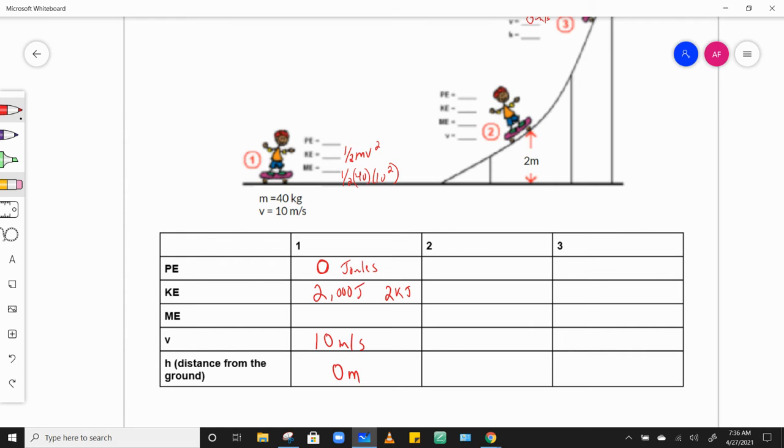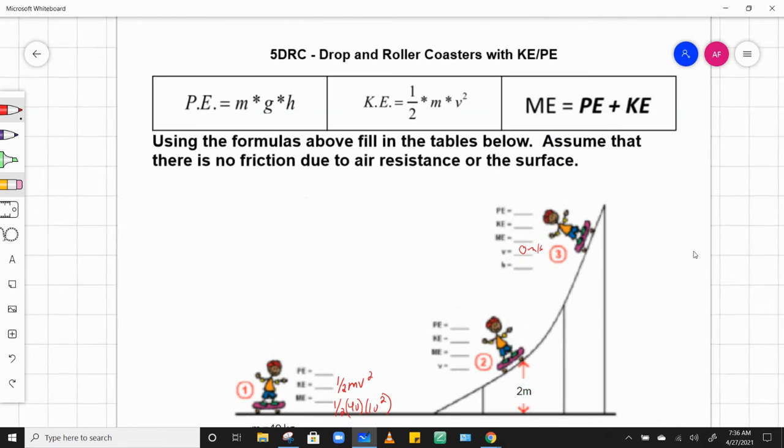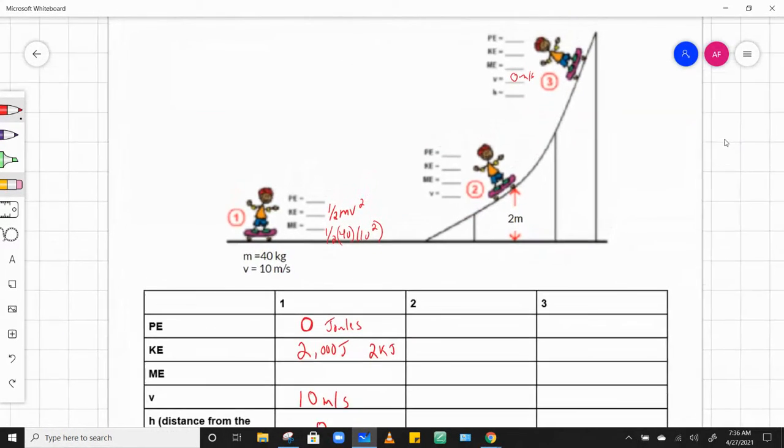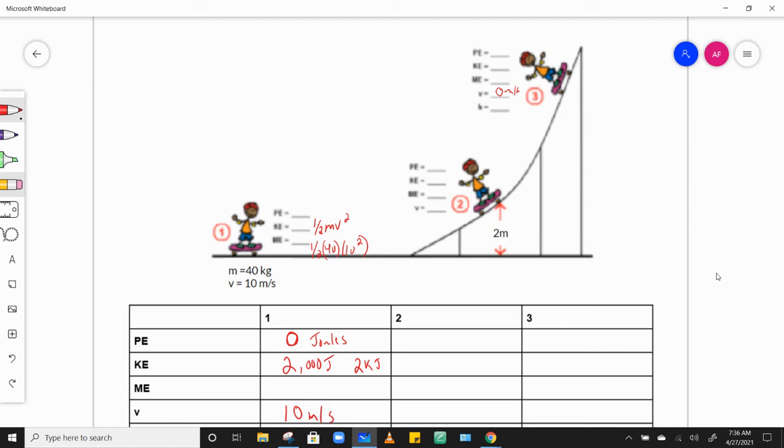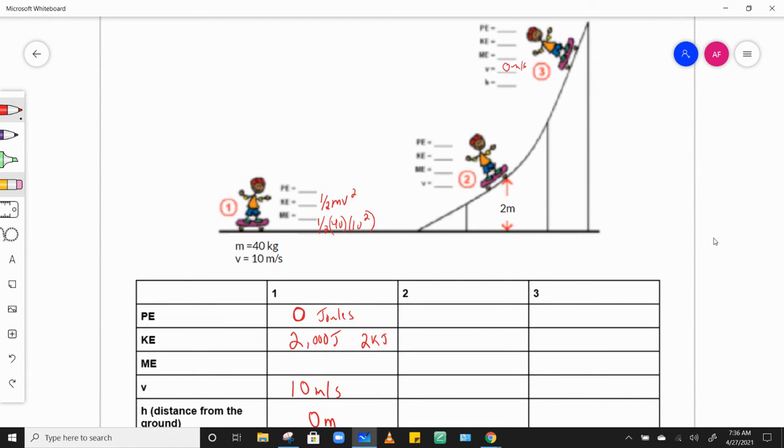Mechanical energy, something we really haven't talked about. Mechanical energy is just the sum of the potential and kinetic energy. So we have to add them together. And in this system, the mechanical energy should always be the same. It's going to be consistent. So it's potential plus kinetic, so 2,000 joules or 2 kilojoules. Okay, and we're going to assume that there's no friction and there's no air resistance. So this should actually be the same for all of these. 2,000 joules, 2,000 joules.